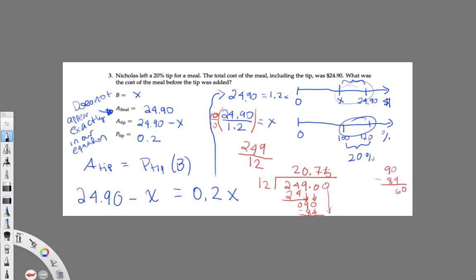12 times 5 is 60. Remainder of 0. So the meal cost $20.75 before any tip. So again, please watch this, then watch the percent decrease video, and think about how they're similar and how they're different. And I hope this was helpful.